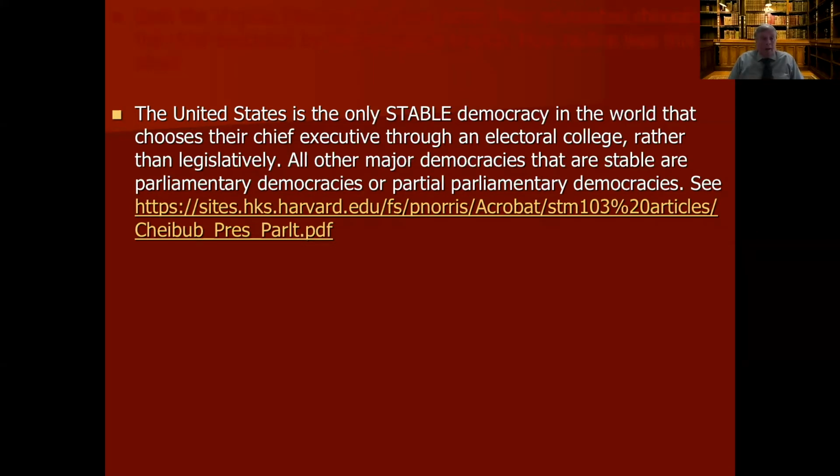And my colleague Chabub here in the political science department has an article published at Harvard on this topic. I've got it hot linked here so you can read about the parliamentary democracies and the listing that he gives there.